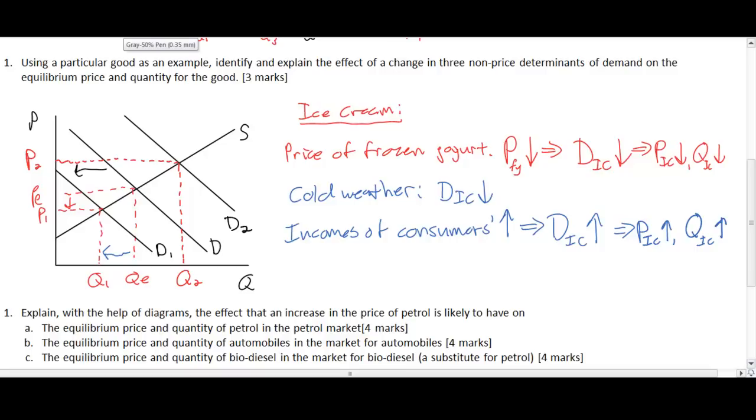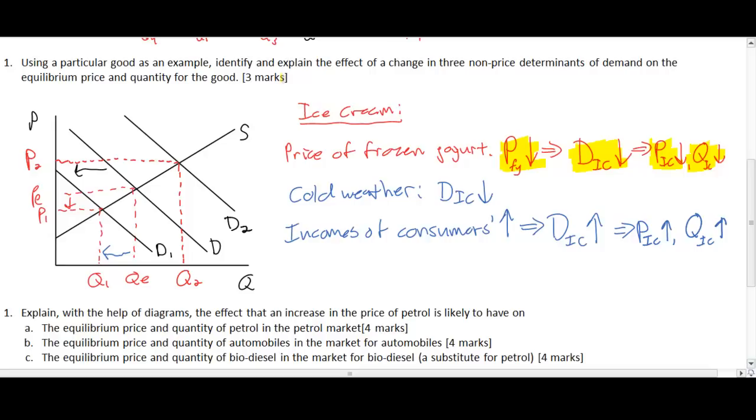The price of frozen yogurt, a substitute for ice cream, is directly related to the demand for ice cream. As frozen yogurt prices fall, ice cream demand falls, causing the price of ice cream and the quantity of ice cream to fall. Cold weather describes a special circumstance which might lead to a decrease in demand for ice cream, also leading to a lower price and quantity.